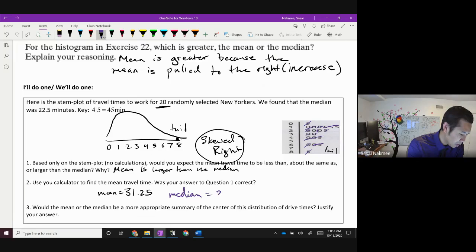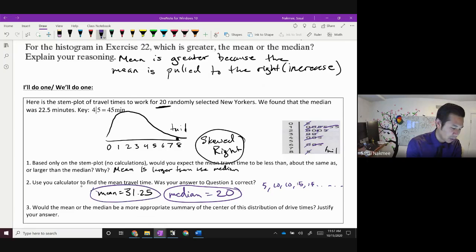Median is about 20. If you write those numbers out in order, like 5, 10, 10, 15, 15, and so on, and look for the middle number, your median would come out to be 20, and my mean came out to be 31.25. So yeah, this was true, right? The mean is pulled up by the skew. We didn't even have to calculate it. We just looked at the skewed right, but it actually comes out to be true in this case.